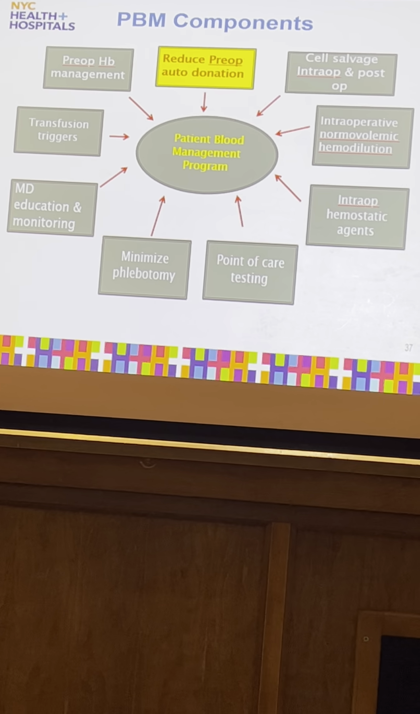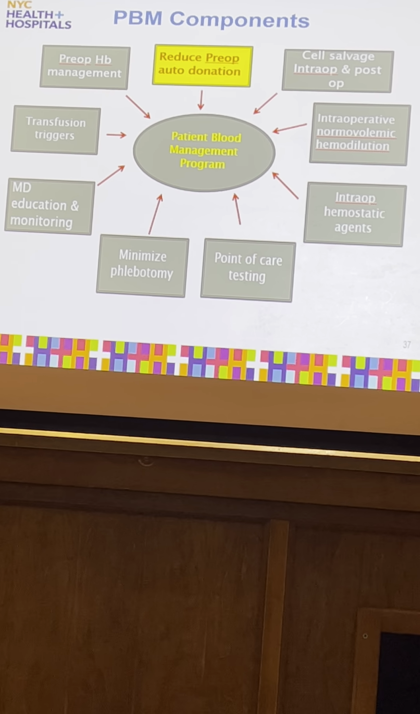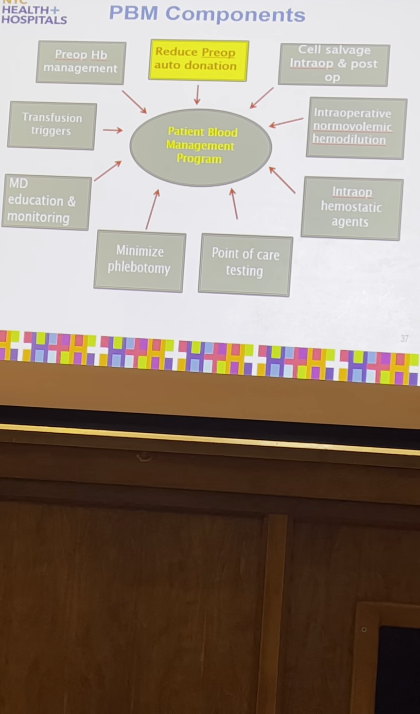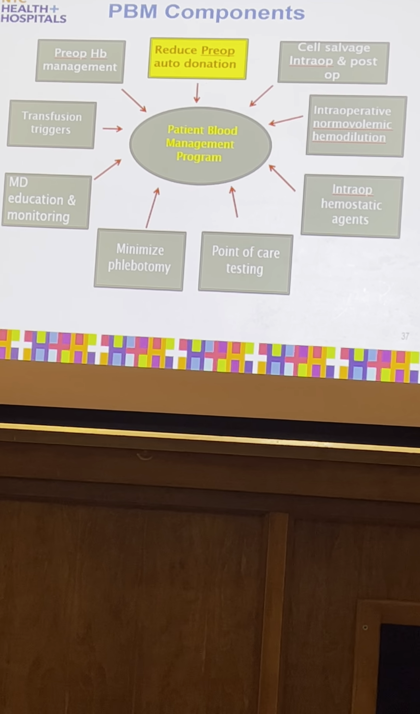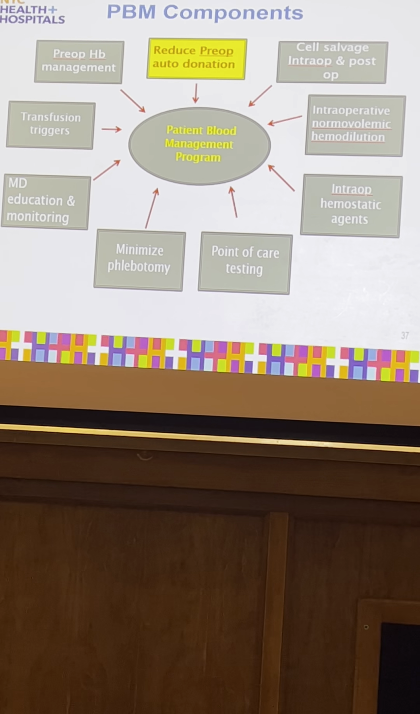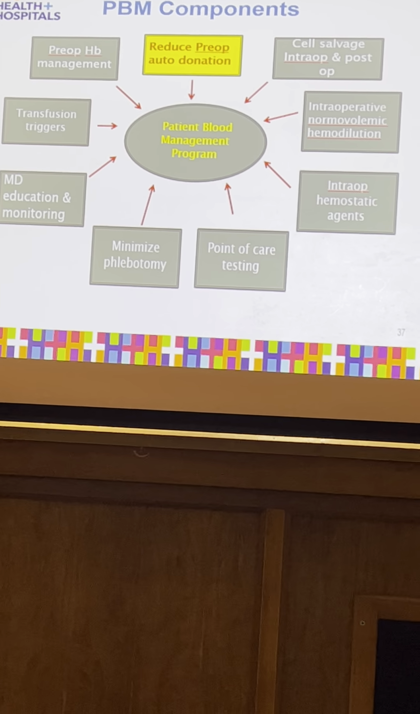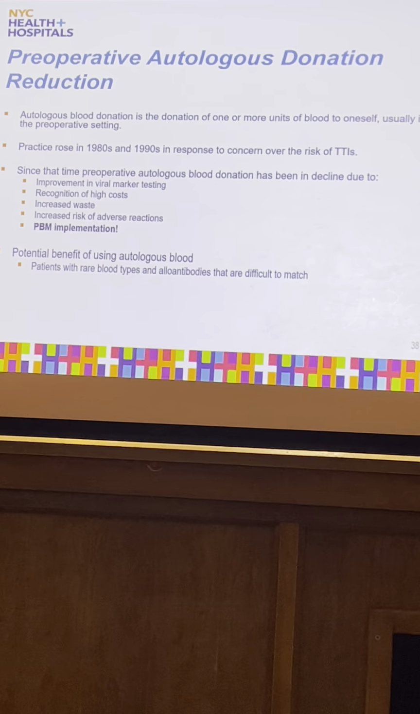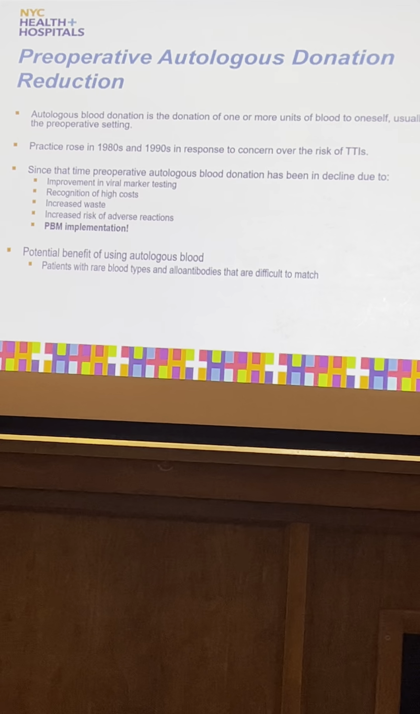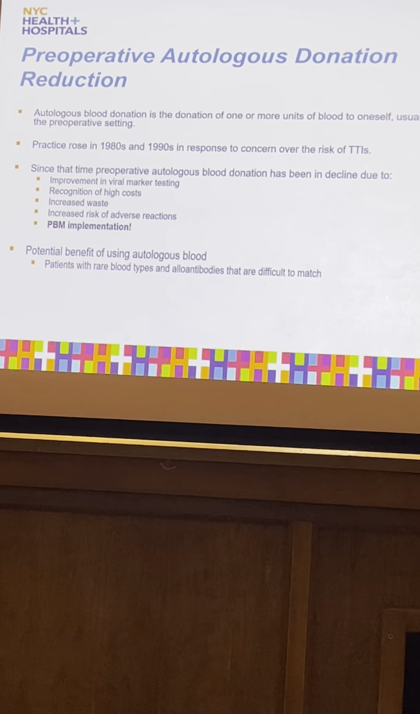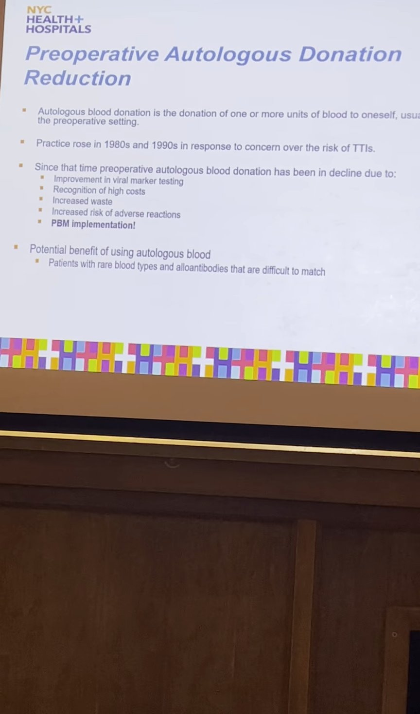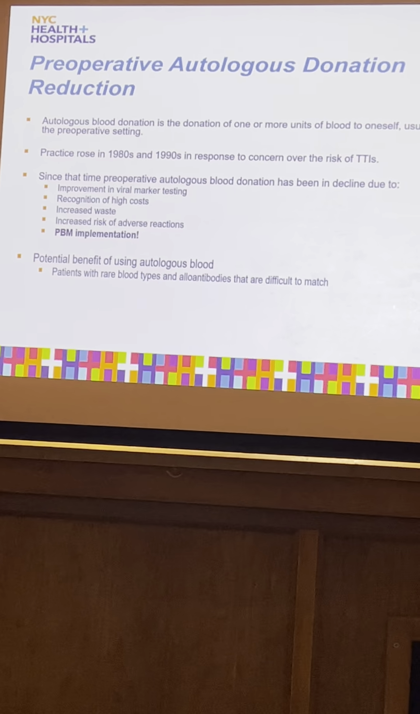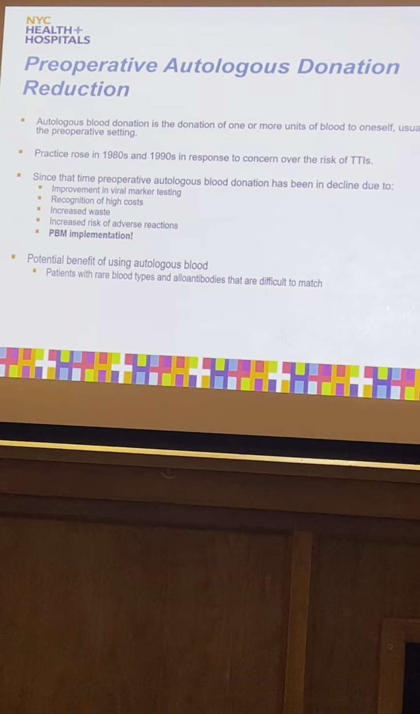So the next domain is the reduction of preoperative autologous donation. That's a way to conserve blood. But you may ask, why don't we do autologous donation to save blood? I'll get to that. Listen to this. Autologous blood donation is the donation of one or more units of one's own blood, usually in the preoperative setting. Like I said, this interest rose in the 80s and 90s because of concern of transfusion-transmitted infections.